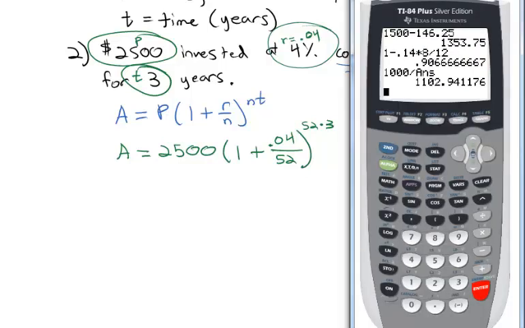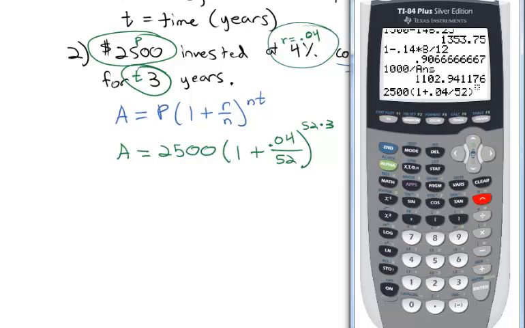So now we're ready to go to our calculator to find out how much money this is. Be careful at the calculator at the end here. I got to show you something. We got 2,500 times 1, make sure you open up a parentheses, plus 0.04 divided by 52, close the parentheses, and then right above divide there's this symbol called a caret. That moves us up into the exponent.